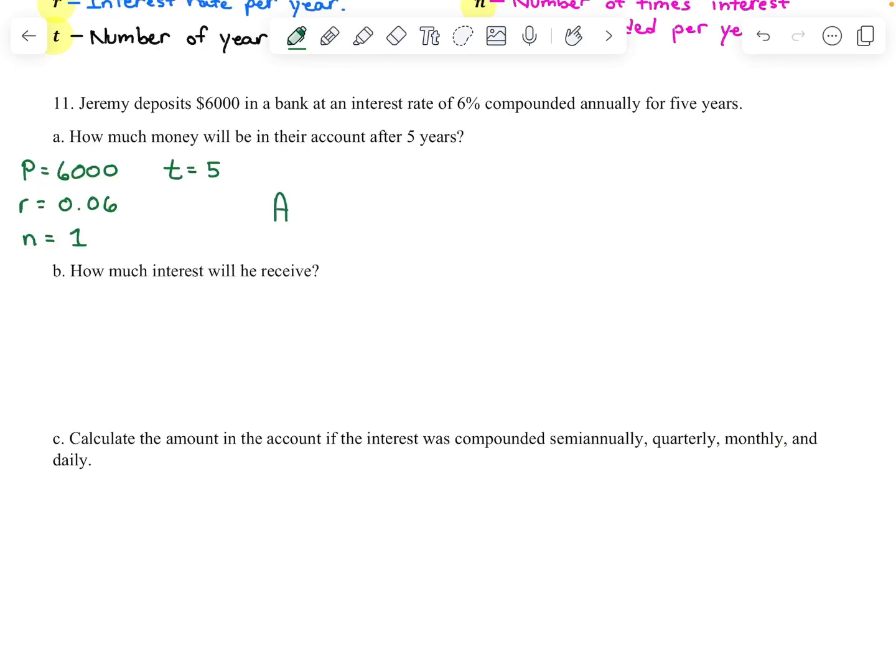So the amount after 5 years will be 6,000 times the quantity 1 plus 0.06 divided by 1 raised to the 1 times 5 power. And I'm going to use Decimus to evaluate this expression.